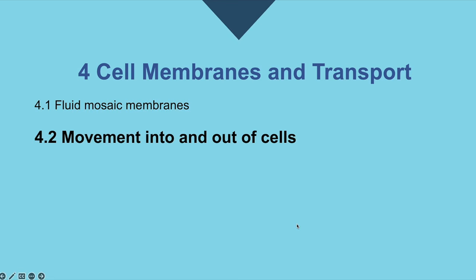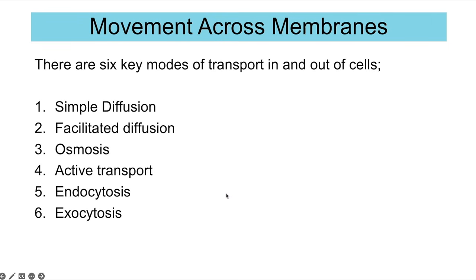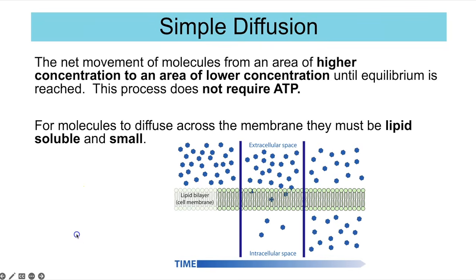Next, we move on to the movement into and out of cells, which is controlled by the cell surface membrane. And there are 6 key modes of transport that you need to know: simple diffusion, facilitated diffusion, osmosis, active transport, and then endo and exocytosis.